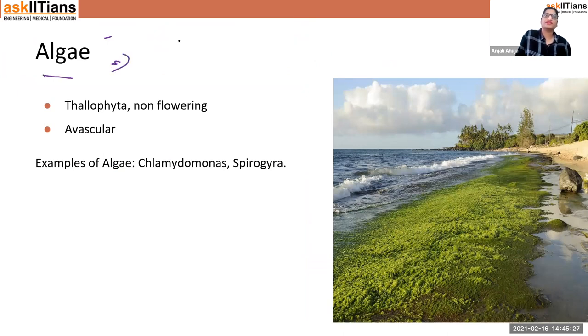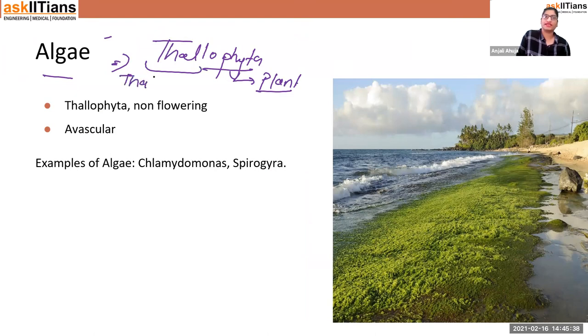Algae is kept under the category Thallophyta. Now that's a new name. Phyta means plant, and thallo has been taken from the word thallus. Thallus means a mass of cells which does not have differentiated parts. See, thallophyta, it is a plant. Algae belong to the plant category.